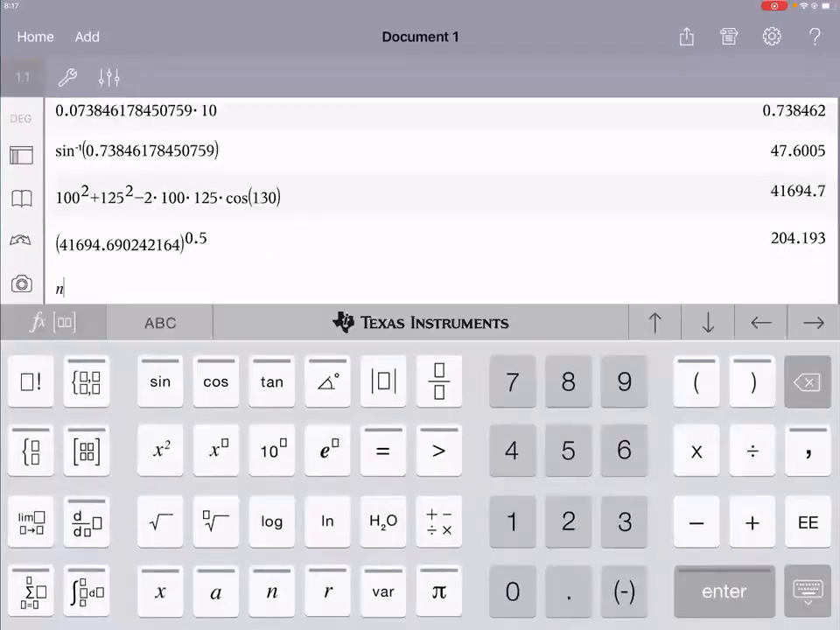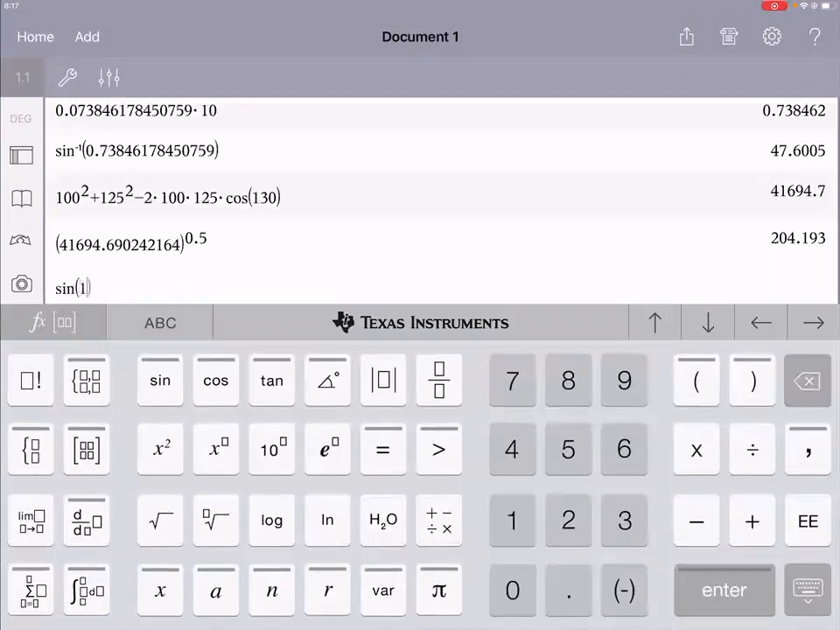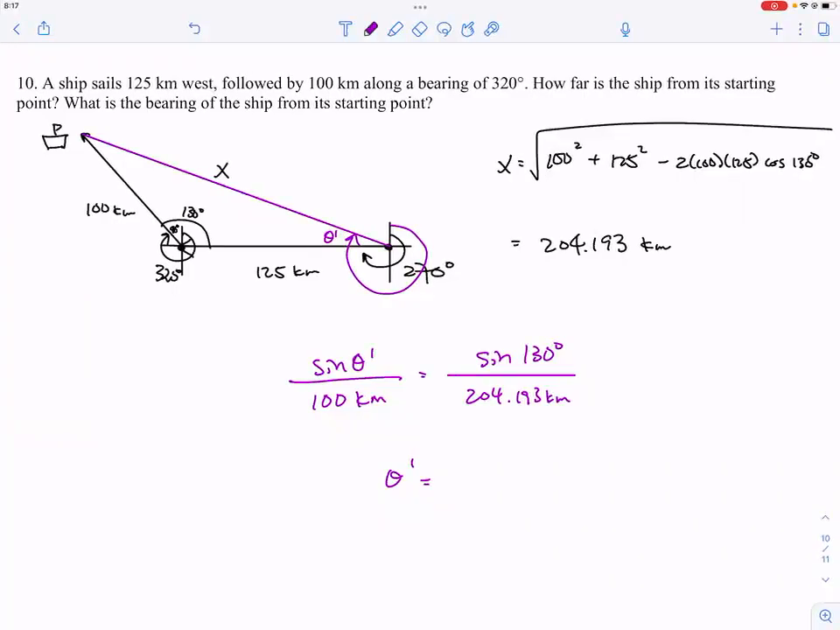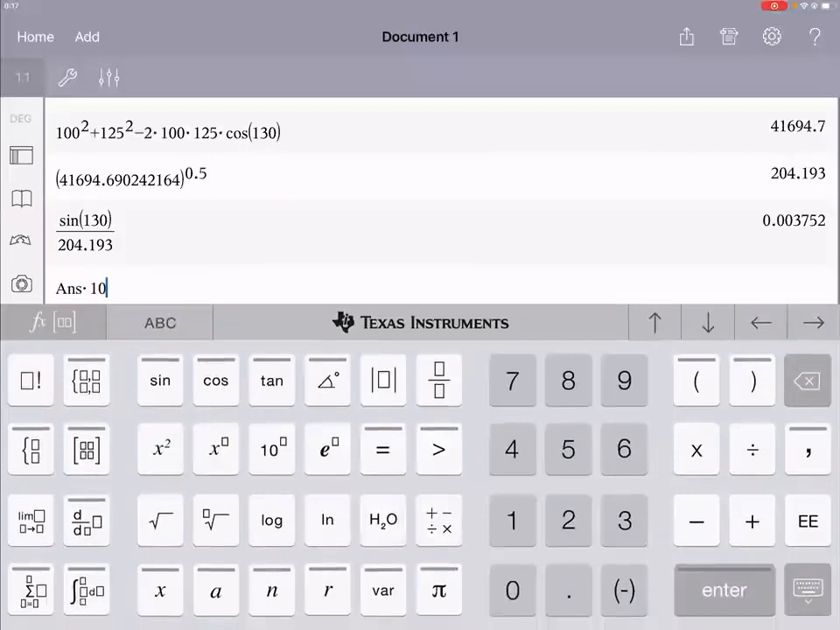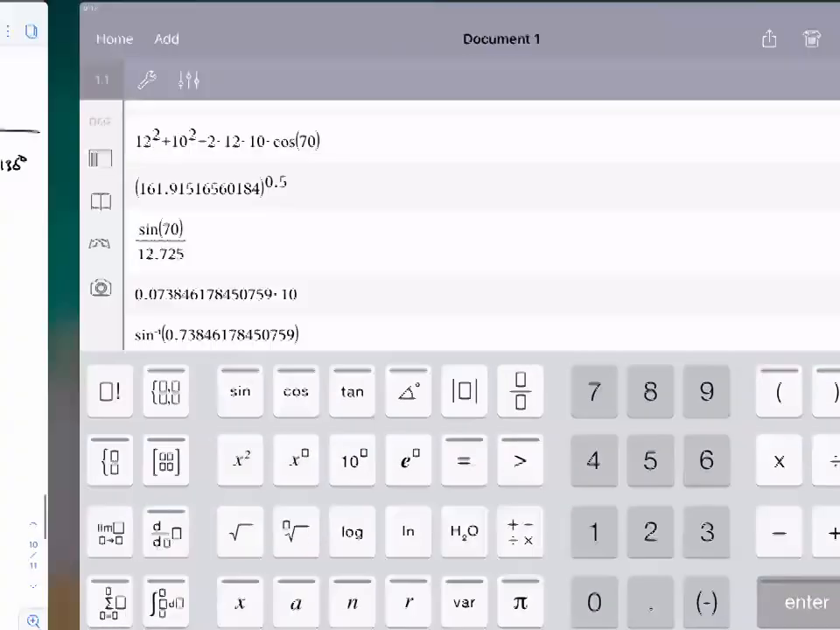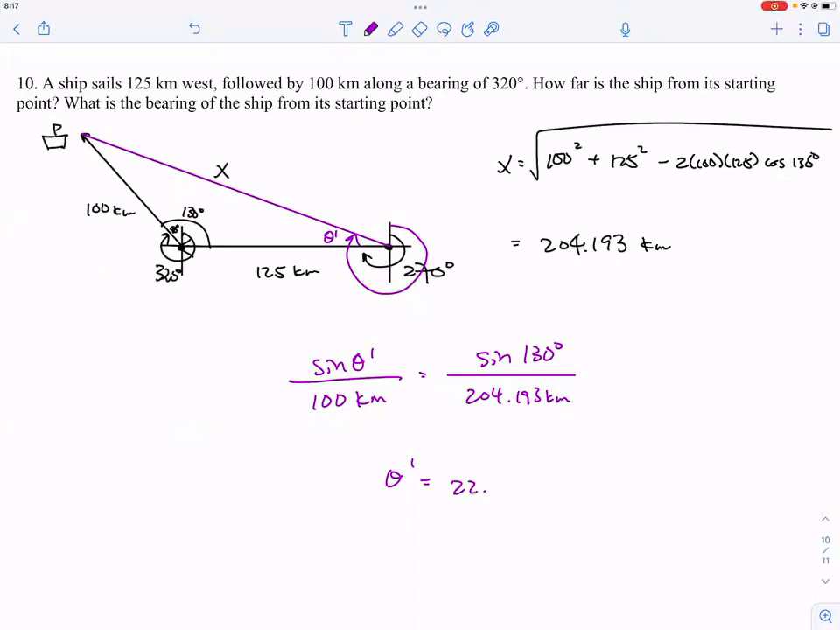So we take sine of 130 divided by 204.193, then times 100. That gives us sine theta prime. To get theta prime by itself, we take the inverse sine of the number, and that gives us 22.034 degrees. That's theta prime right here.